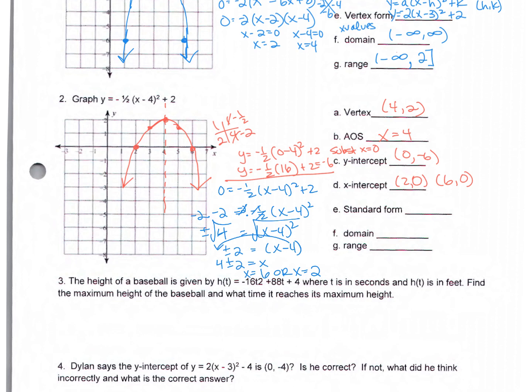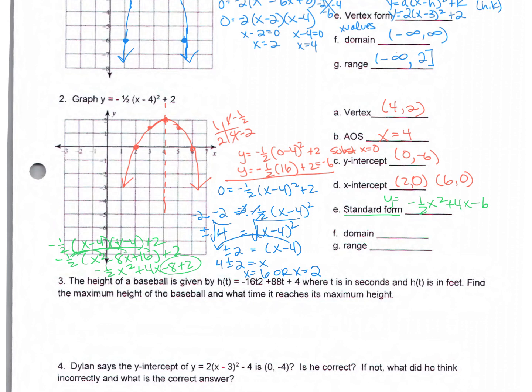So what about standard form? I'm going to go grab a different color. Standard form, I have to multiply this all out. So I have negative 1/2 times x minus 4 times x minus 4 plus 2. So it's negative 1/2 times x squared minus 8x plus 16 plus 2. Distribute my negative 1/2, and I get negative 1/2 x squared plus 4x minus 8 plus 2. I'm going to combine those two as I write it. So it's going to be y equals negative 1/2 x squared plus 4x minus 6.